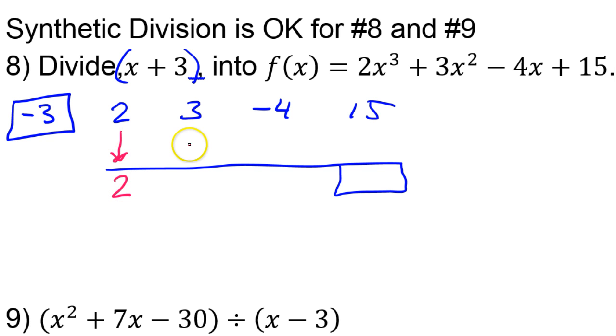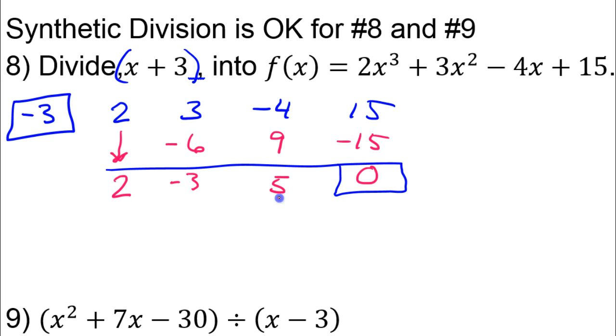Now I'm going to multiply and add. So 2 times negative 3 is negative 6. Add these up, you get negative 3. Negative 3 times negative 3 is positive 9. Add these up, you get 5. And 5 times negative 3 is negative 15. Add these up, you get 0. This doesn't always have to be 0. Sometimes there's a remainder, but this time there wasn't.